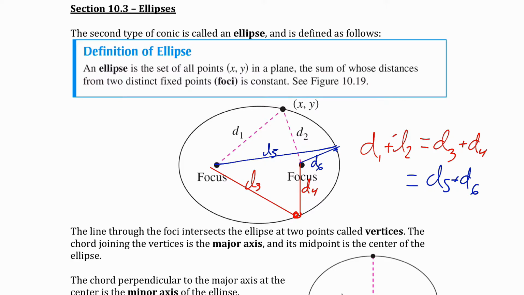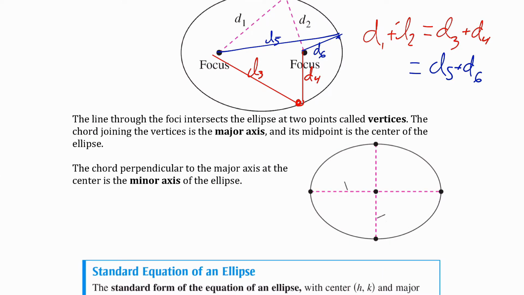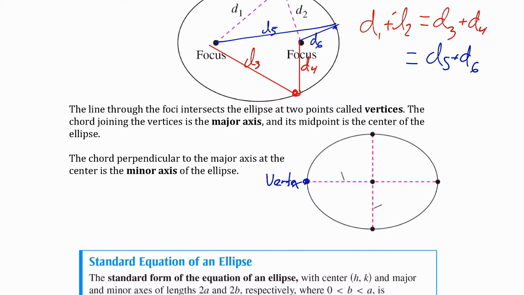Now the line through the foci intersects the ellipse at two points, and we call these points vertices. So that's a vertex right there. Vertices is the plural of vertex. And on the right side we also have a vertex. Now the chord, or the segment joining the two vertices, is our major axis. So that wider one there is the major axis, and its midpoint is the center. Now the chord perpendicular to the major axis going through the center is our minor axis. So we have a major axis and a minor axis.